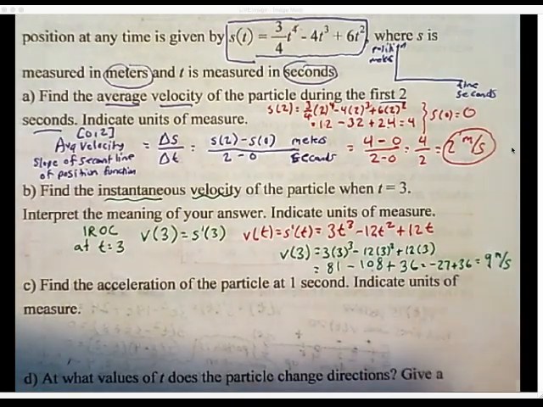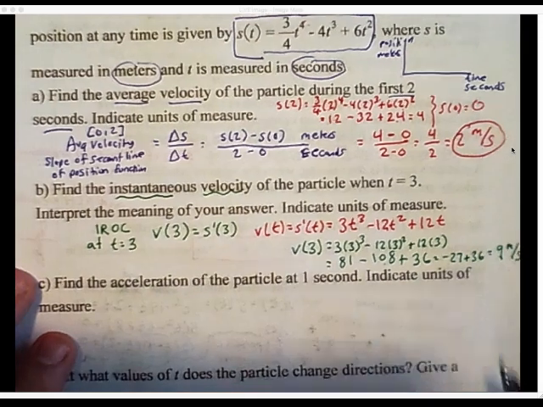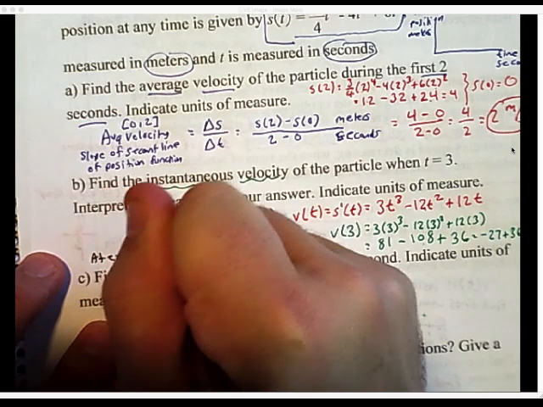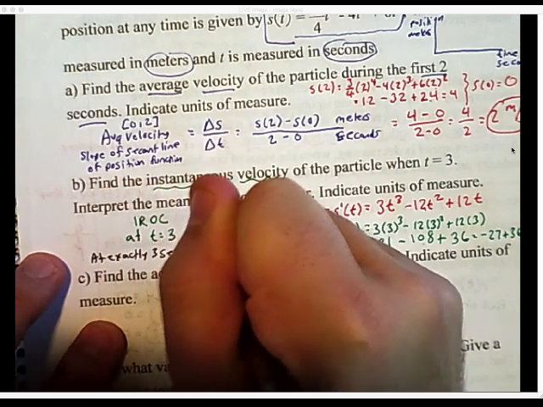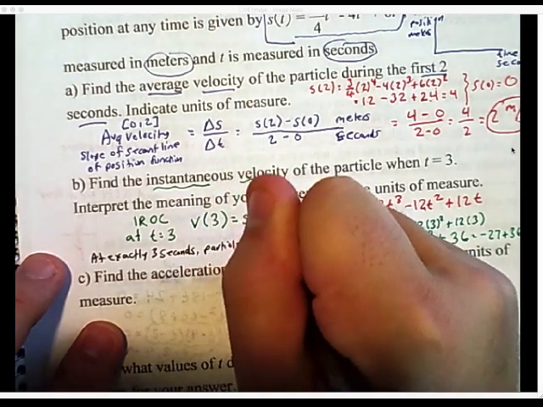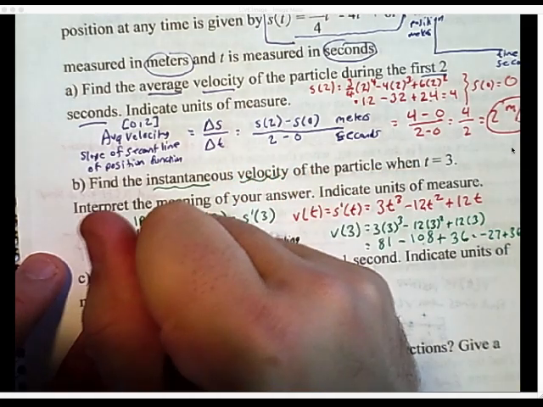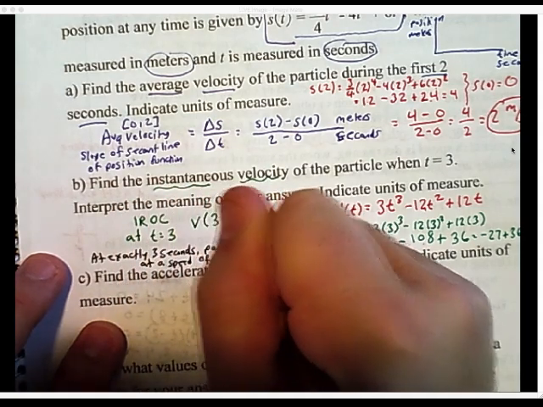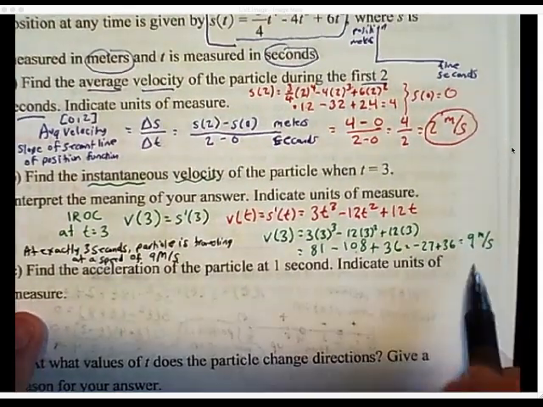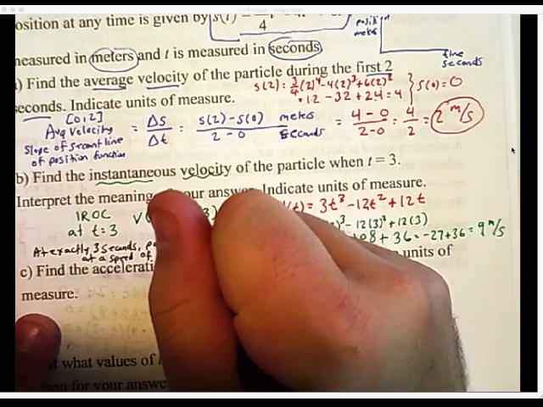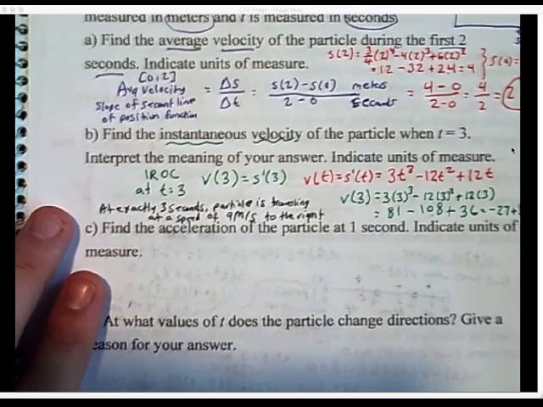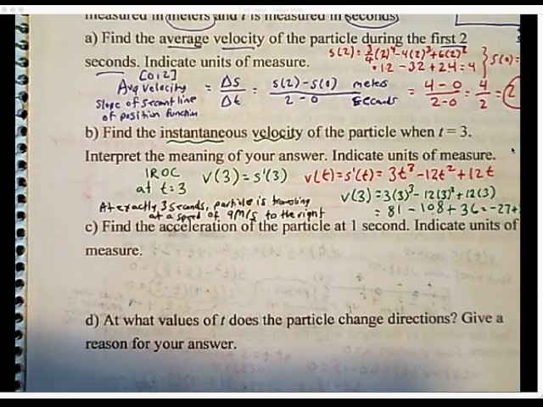So what does this mean? What's the meaning of this? At exactly 3 seconds, the particle is traveling at a speed of 9 meters per second. Since this was positive, that means it's heading to the right. At exactly that time, that's how fast the particle is traveling, and since it's positive, it's going to the right.